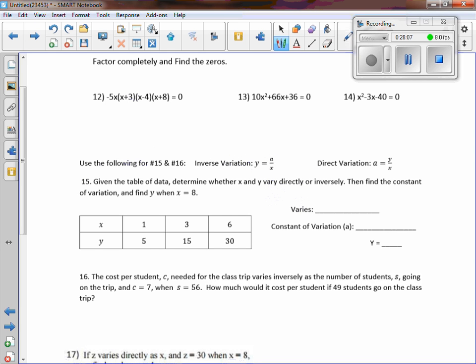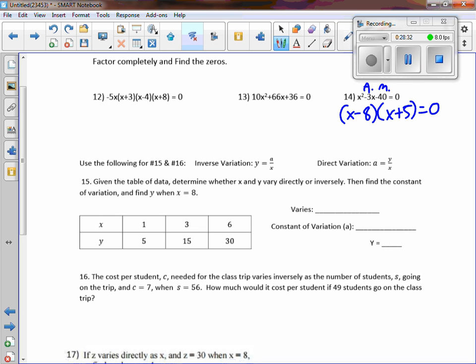Number 14, we have x squared minus 3x minus 40. That is just a very simple trinomial. There is no GCF, and x squared is all by itself, and there's 3 terms, so trinomial. What adds to negative 3 and multiplies to negative 40? We get x minus 8, x plus 5 equals 0. That's factored as far as we can.